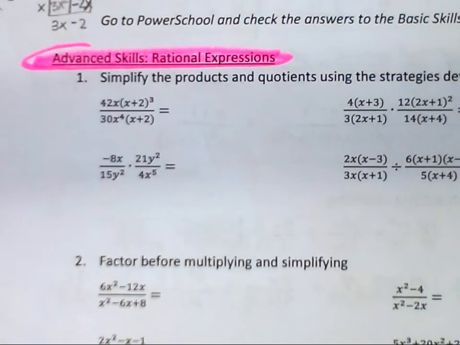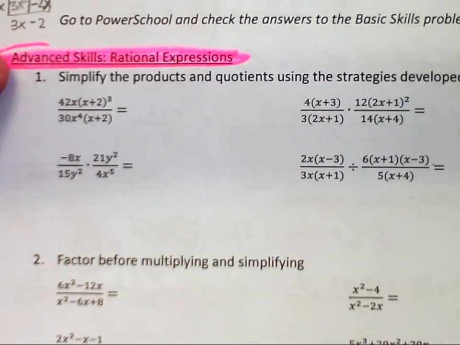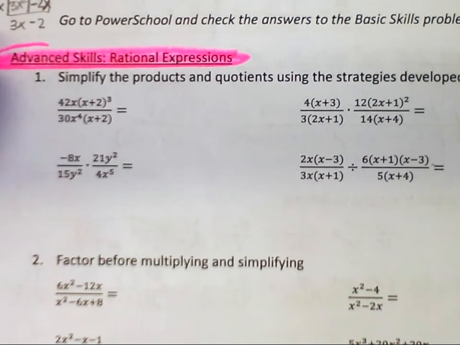This is a video key for Rational Expressions, Advanced Skills, Chapter 10. So the first one is simplify the products and quotients using the strategies developed in the basic skills.